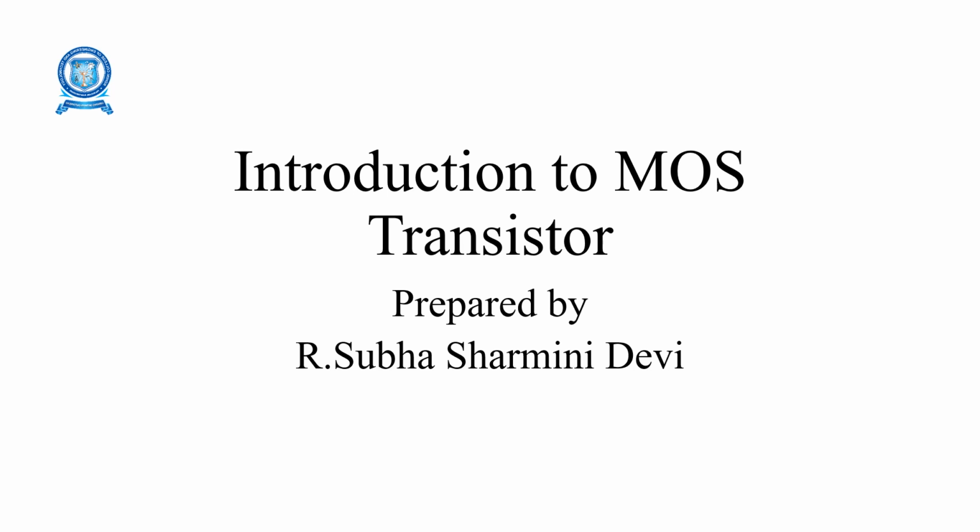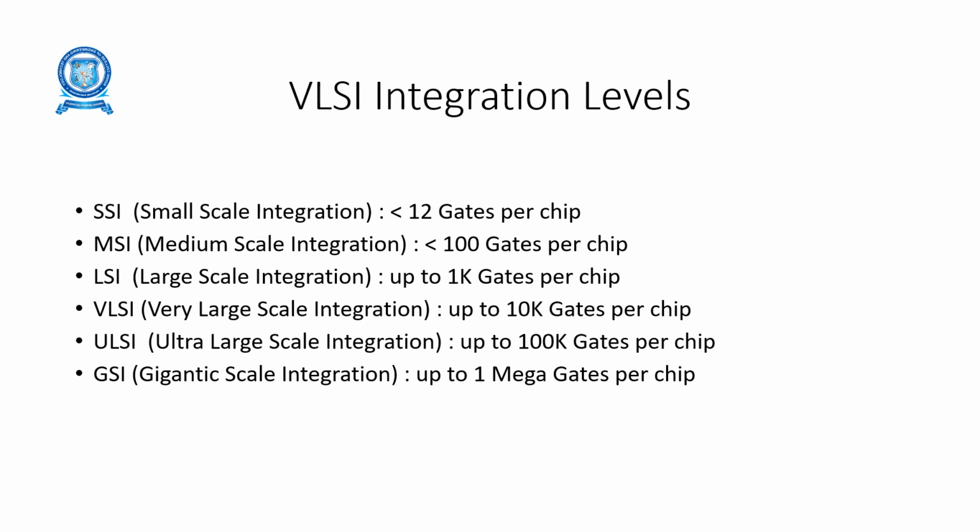In the first unit of VLSI design, Introduction to MOS transistor, we are going to see why we are using the MOS transistor, why it is called metal oxide semiconductor, and why we are using the FET, why we are calling it the MOSFET. In this unit, we are going to see that.